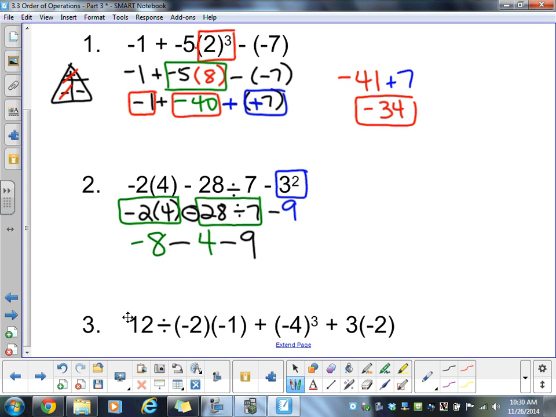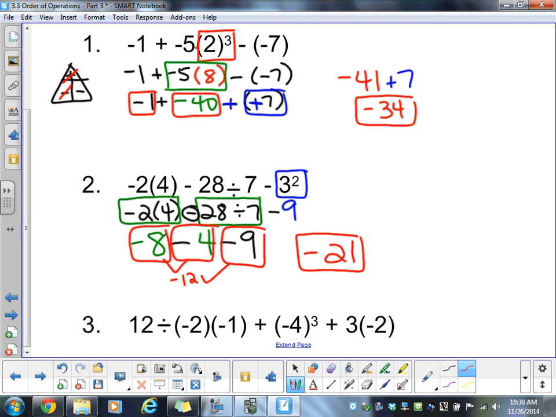Okay, so now I'm in my add and subtract step, and it looks like I have all minuses or all negatives or all bad guys. Okay, 8 bad guys and 4 more bad guys and 9 more bad guys. It's a lot of bad guys. Negative 8 and negative 4, or 8 bad guys and 4 bad guys, gives me 12 bad guys. Then I put 9 more bad guys with that. Gives me 21 bad guys, or an answer of negative 21.